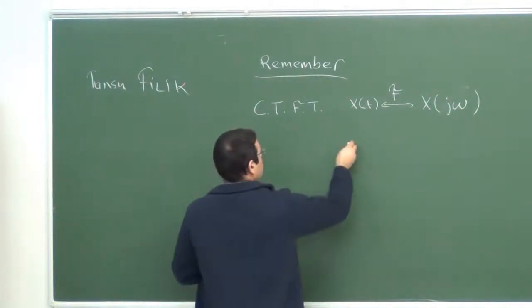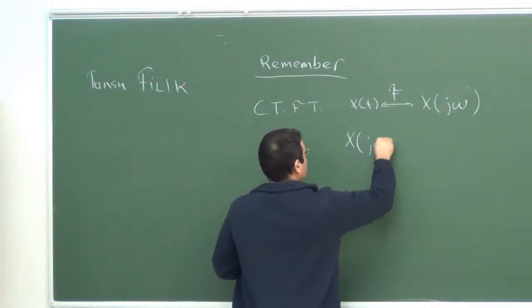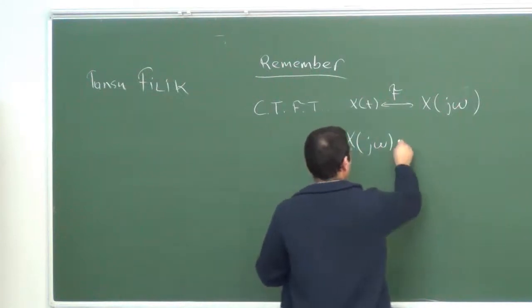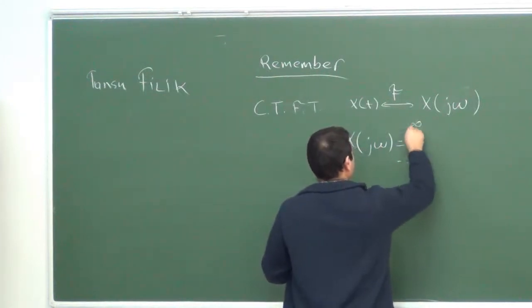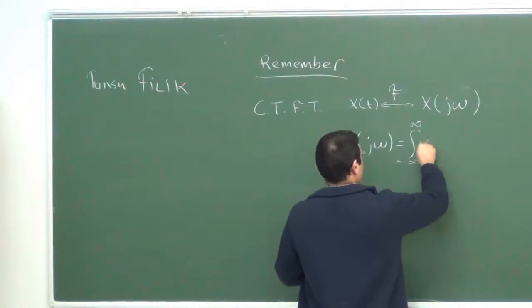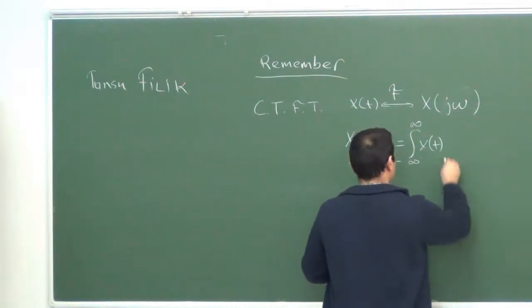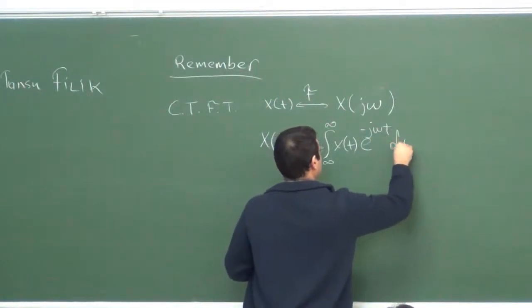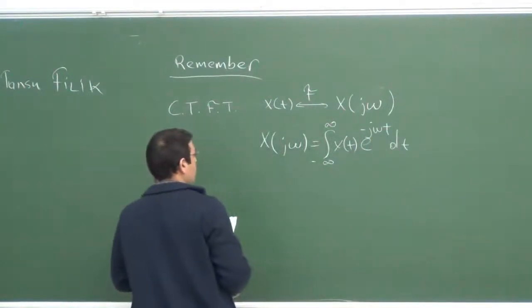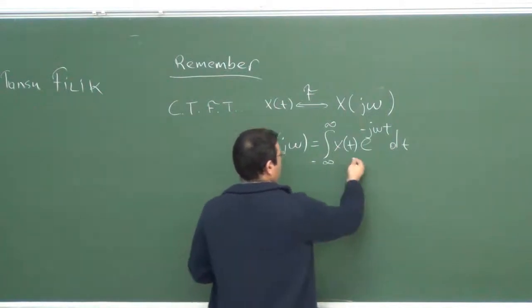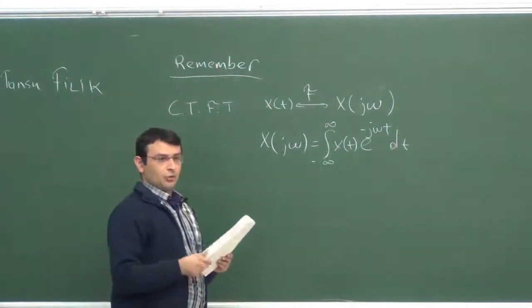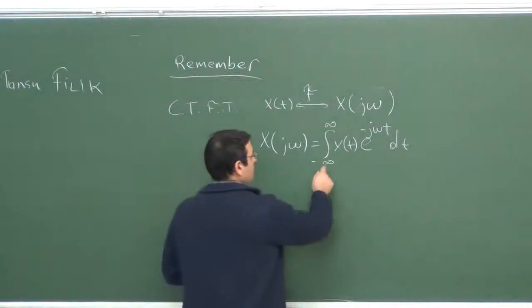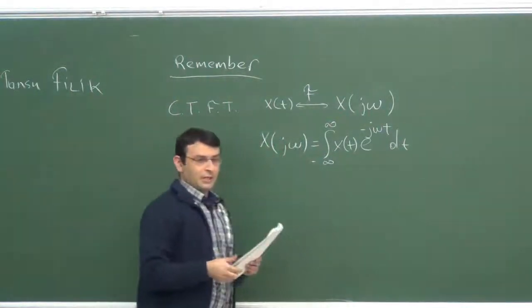This is just for remembering. So you take x(t) e to the minus j omega t dt. Okay. So in order to find a system's or signal's Fourier transform, this integral should converge to a finite value.